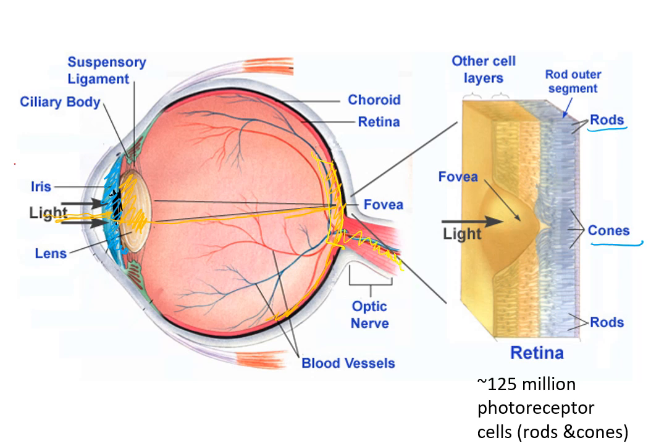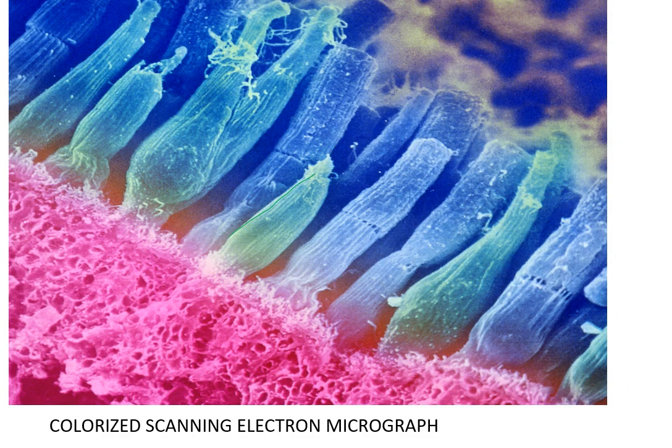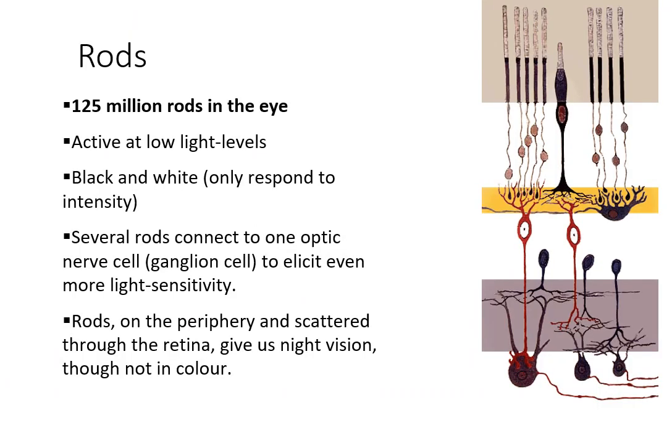The formed image is then translated into electrical neural impulses to the brain via the optical nerve, composed of retinal cells. In this colorized scanning electron micrograph, we can see the cones and rods, the photoreceptors of the retina. The rods have a typical cylindrical shape, while the cones have a conical shape. Rod cells are specifically sensitive to light intensity. They can function in dim light, so are responsible for night vision. They are typically found concentrated at the outer edges of the retina and are used in peripheral vision.